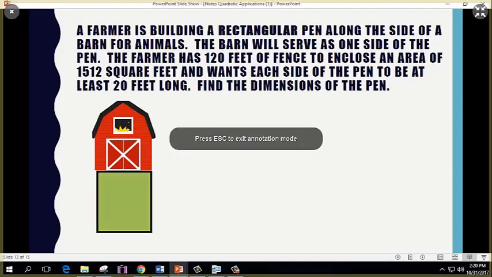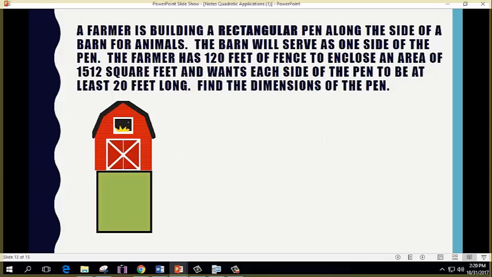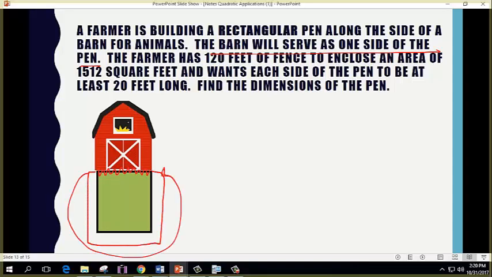This one is another one that is super tricky. So here's the deal that I notice. The barn will serve as one side of the pen, so you're not going to put any fencing on this side. What you're going to do is put fencing here, here, and here. All of this added together gives you 120 feet. That's what you want here.